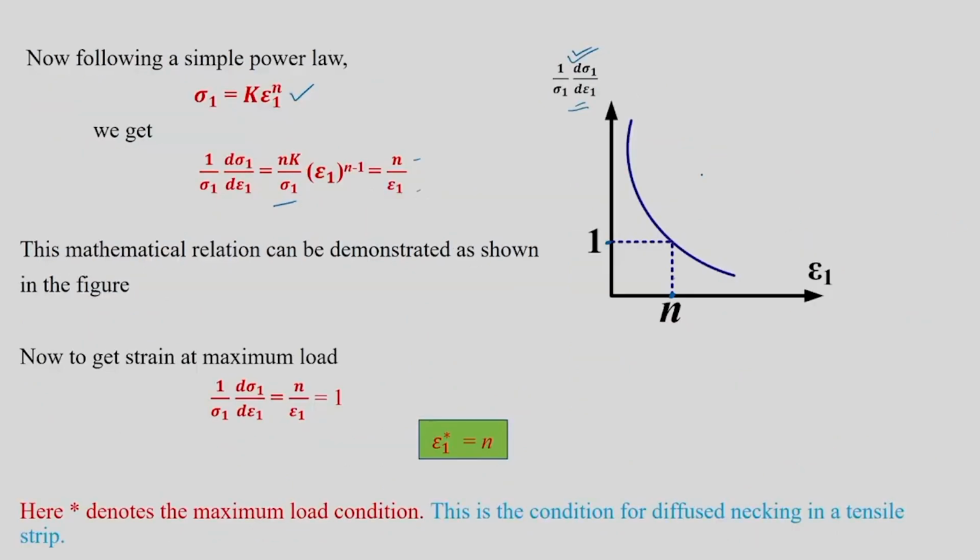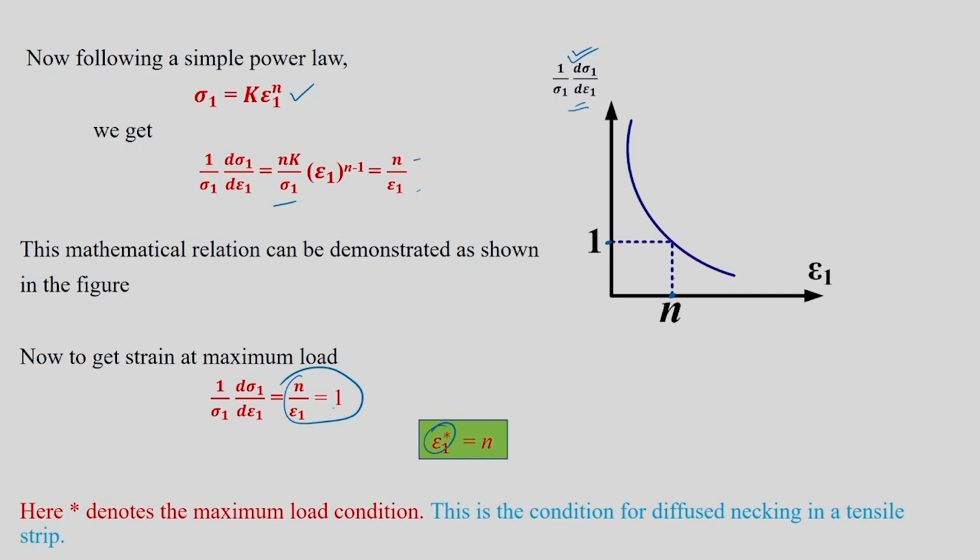So these two equations can be equated, and I am going to say that 1 by sigma 1 d sigma 1 by d epsilon 1 would be equal to n by epsilon 1, that will be equal to 1. So I can say that n is equal to epsilon 1, and since I am putting a condition for maximum load, I am going to call this epsilon 1 star, which is the same epsilon 1 star which we introduced in the previous module.